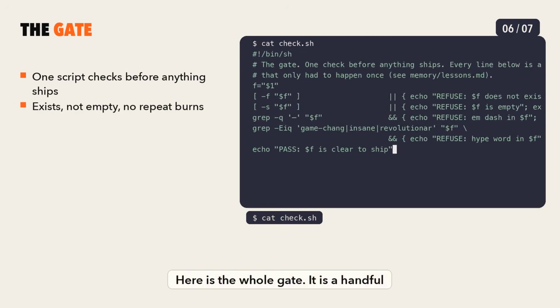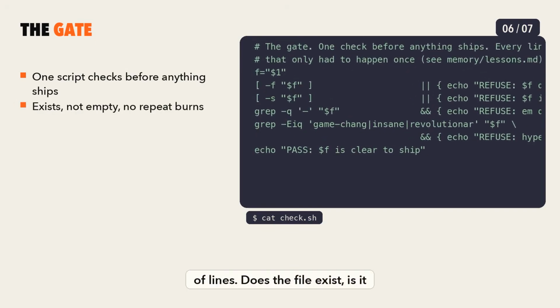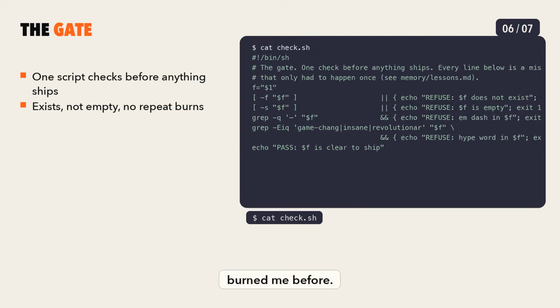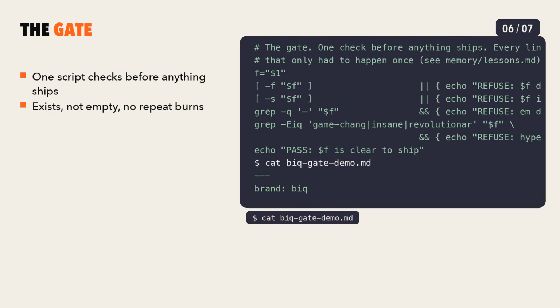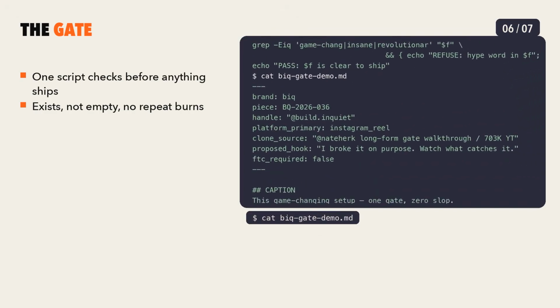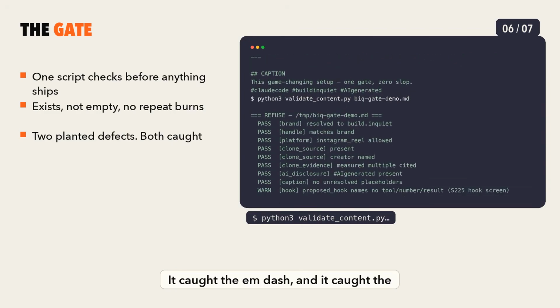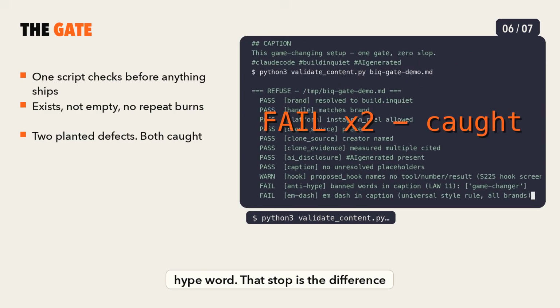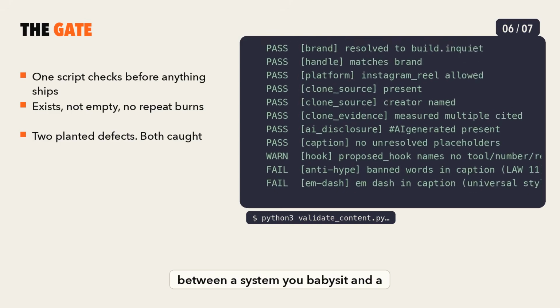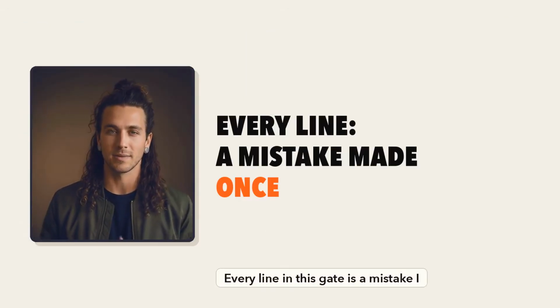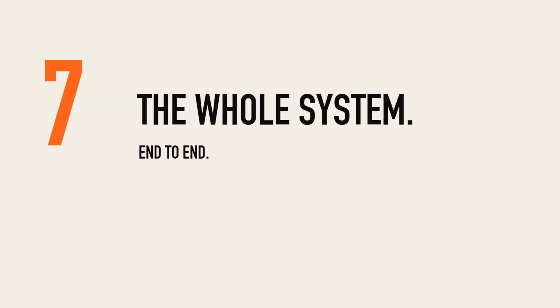Here is the whole gate. It is a handful of lines. Does the file exist? Is it empty? Does it contain the things that burned me before? It caught the M dash, and it caught the hype word. That stop is the difference between a system you babysit and a system you trust. Every line in this gate is a mistake I only had to make once.